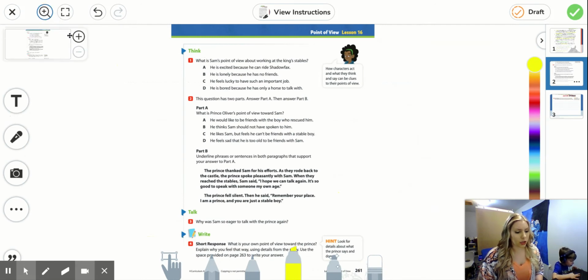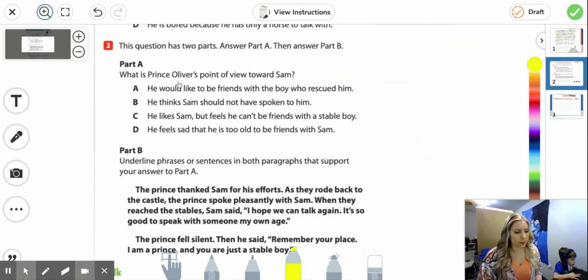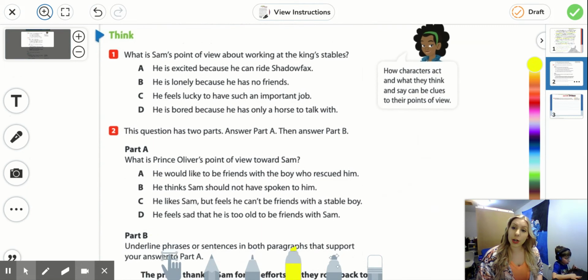So page 2, question 1. What is Sam's point of view about working at the king's stables? Remember in the beginning where it says that he had to work in the king's stables? He'd been there for 6 months already, and he hardly ever saw anybody his own age. What's his point of view?